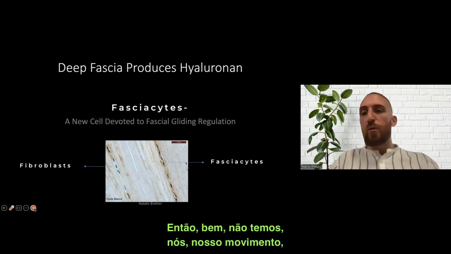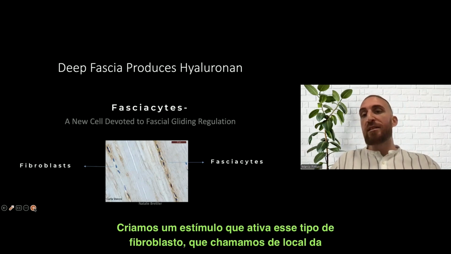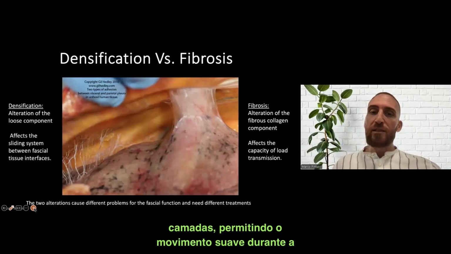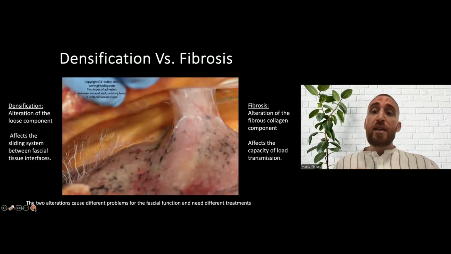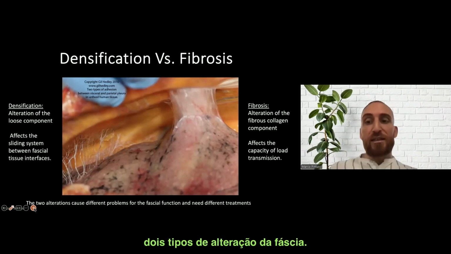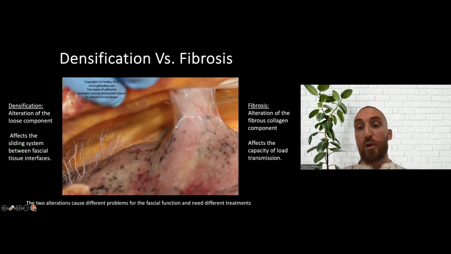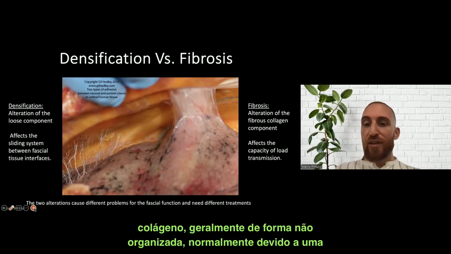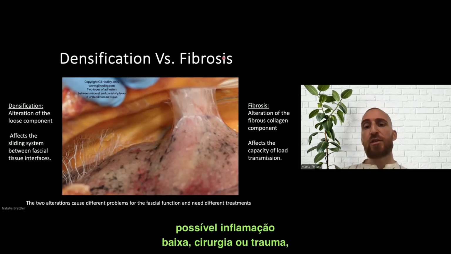So what does it mean? With our movement, we create a stimulus that activates this type of fibroblast, which we call fasciacyte, that produces hyaluronic acid and allows the gliding of the different layers and smooth movement during our daily life. Now, when we have an alteration of fascia, we can distinguish two types: densification and fibrosis. Fibrosis is what we all know, an excessive deposition of collagen fiber, usually in a non-organized way, usually following severe inflammation, surgery, or trauma. And then we have what we call densification.